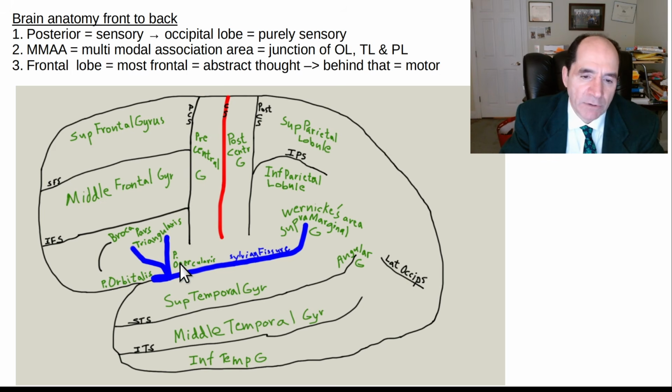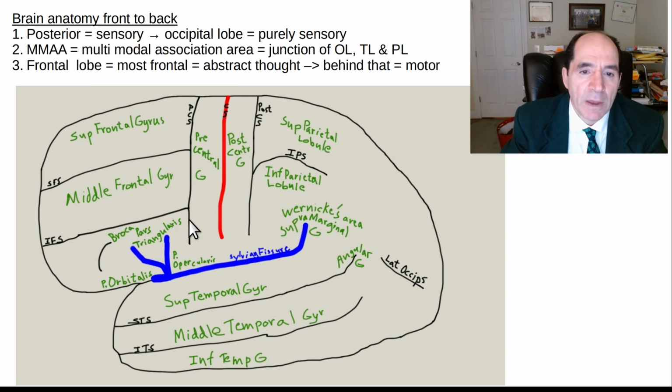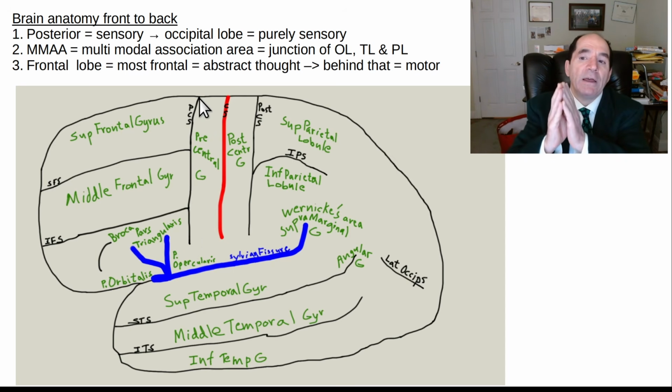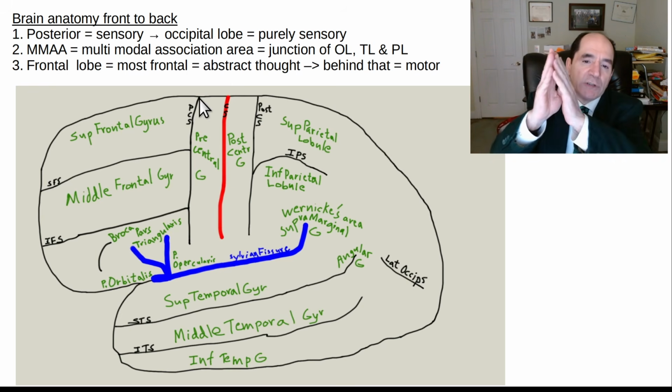And then opercularis is the posterior part. I know that covers the insula, because as soon as you find that, then you'll find this. Here is the precentral sulcus. So a sulcus is a CSF-filled cleft between gyri. Gyri are the actual brain tissue. Sulci are the cleft, the fluid-filled cleft.